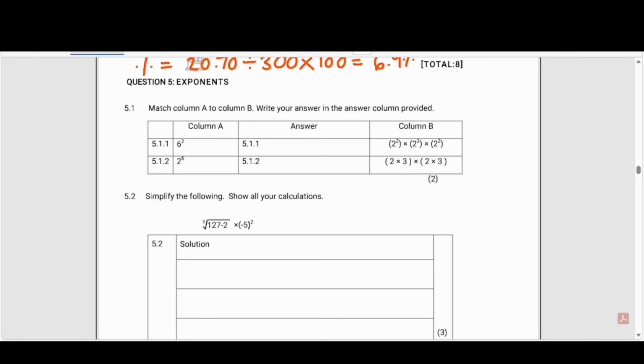Question 5 is exponents. So first they say match column A to column B. Okay, so let's just work these out. So this one, 6 squared is 36. And 2 to the power of 6 means 2 times 2 times 2 times 2 times 2 times 2, so 6 times. So 2 times 2 is 4, times 2 is 8, times 2 is 16, times 2 is 32, times 2 is going to be 64.